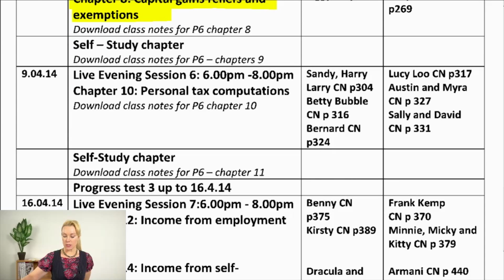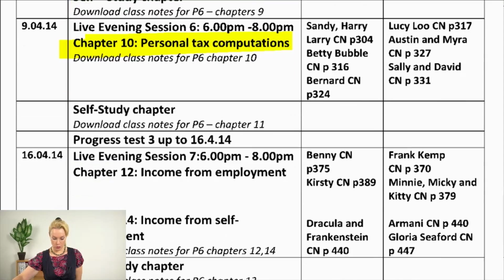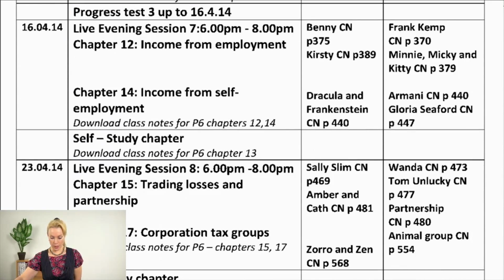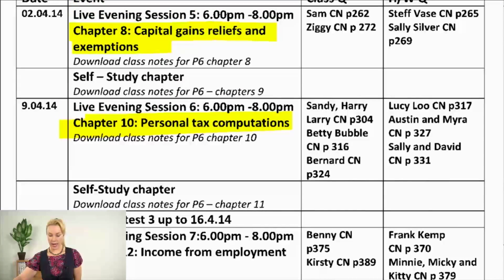Chapter 10 we're going to do next week, which is going to be on income tax. So we're going to be moving on to income tax computations next week. And then we're going to do a bit of employment income the following week and self-employed income, and then losses in the last week. All right, so that's where we're headed.